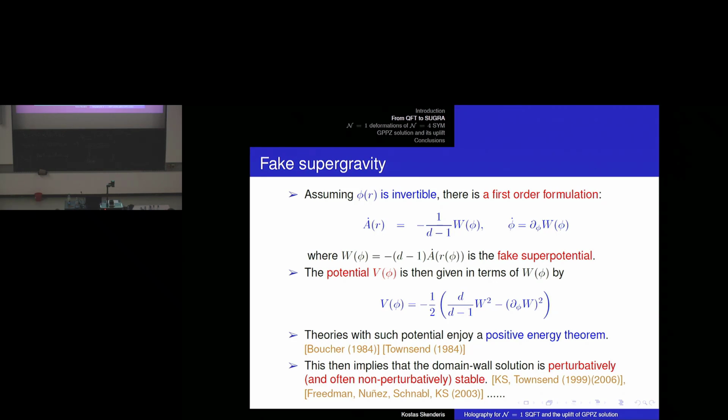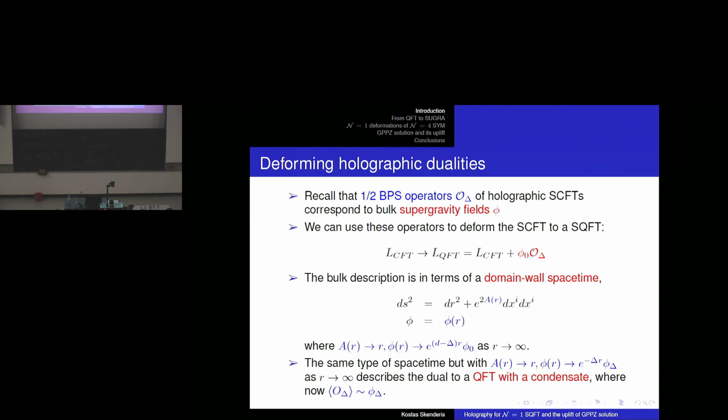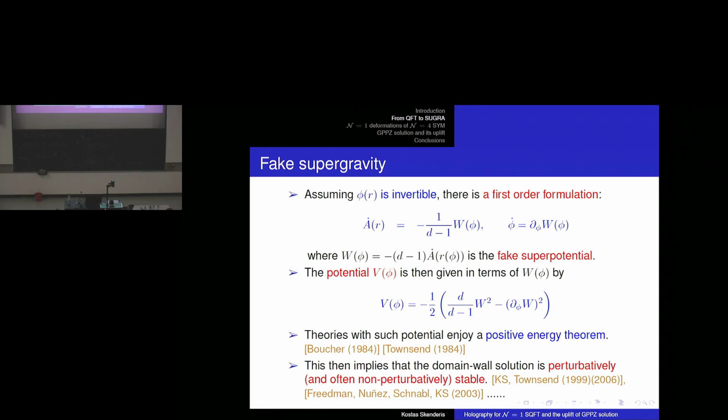Now, why is it important to have it in this form? The reason is that if you have a theory with the potential of that form, then these theories enjoy positive energy theorems, and this has strong implications. In particular, they always imply that the solution we're describing here is stable perturbatively, and in many cases also non-perturbatively, namely for all configurations which asymptote to the same values have higher energy than the one we have been describing, even when they're not close to this one.